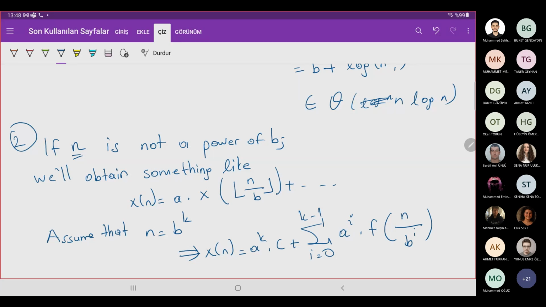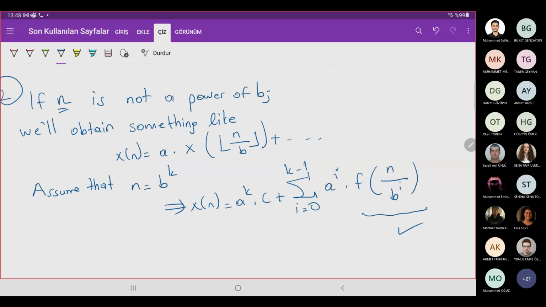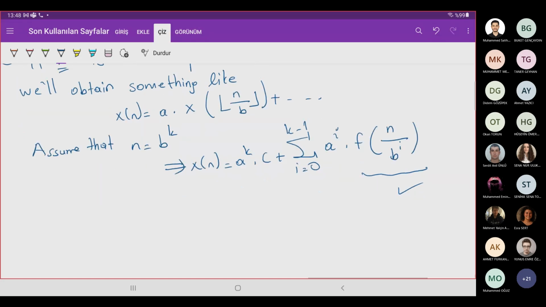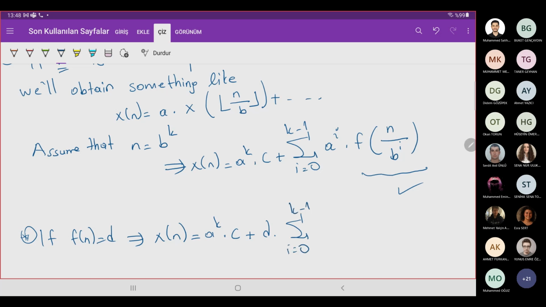So again, it depends on this f_n function, okay? So this is another case. If f_n is d, some constant, then x_n is a to the power k times c plus d times summation i from 0 to k minus 1 of a to the power i, right? If f_n is some constant.